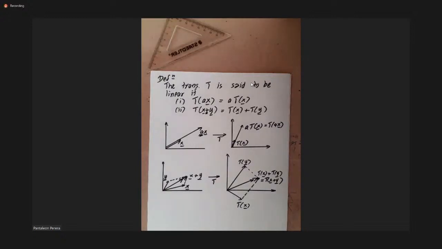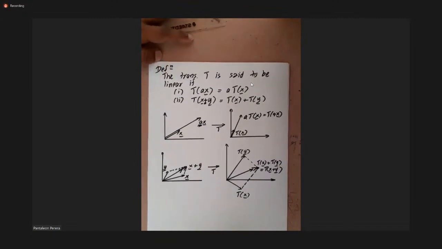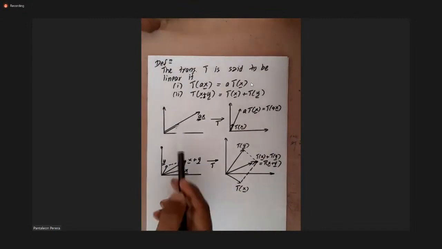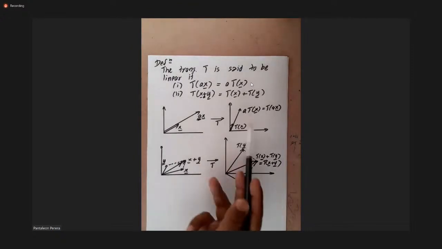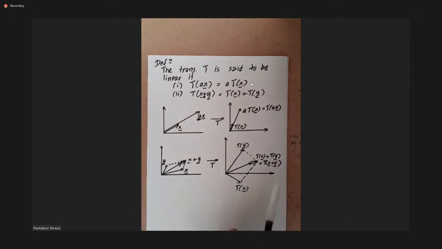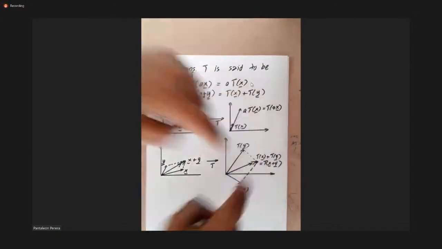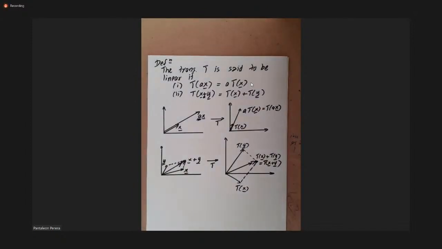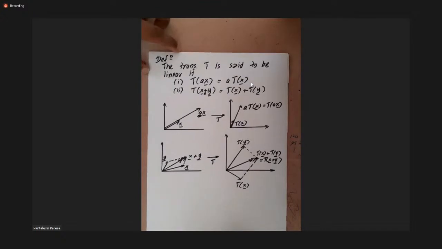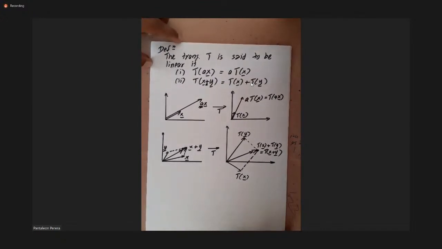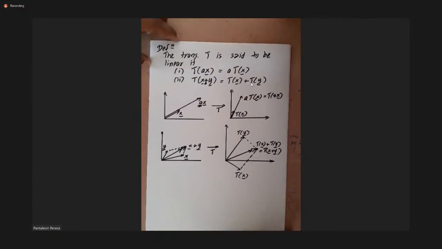In linear algebra, you always talk about addition and scalar multiplication. What it says is that no matter what the order is, you get the same answer. You apply the transform and add, or add and apply the transform, you get the same point. You know what I mean? Right. Now, how do I identify whether a transform is linear? You don't have to worry about this definition.